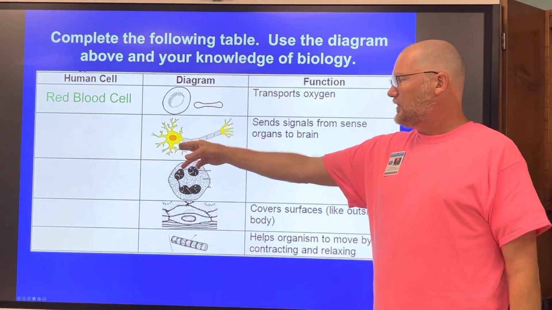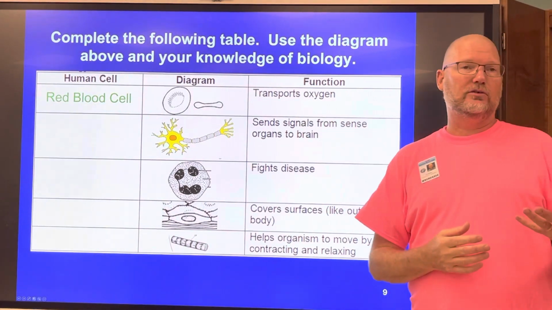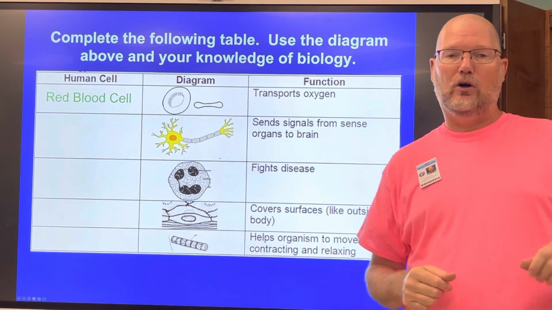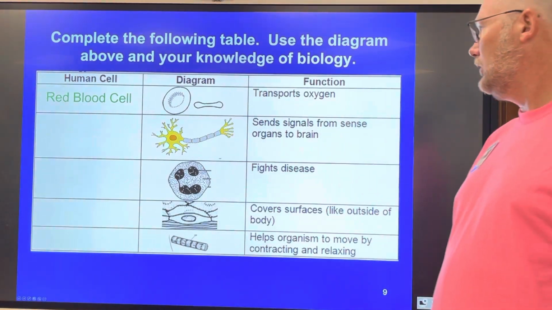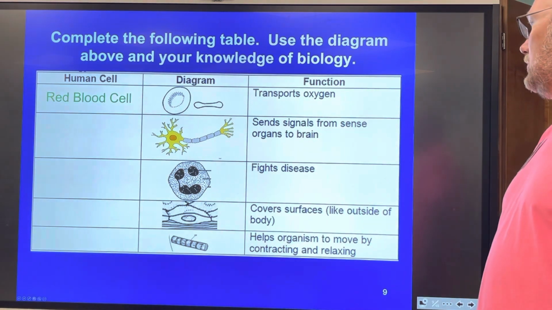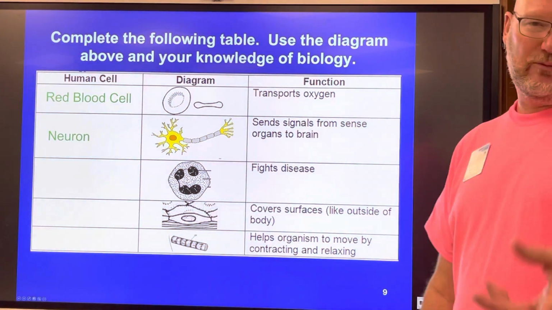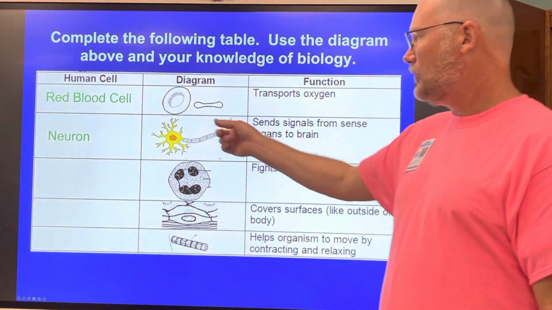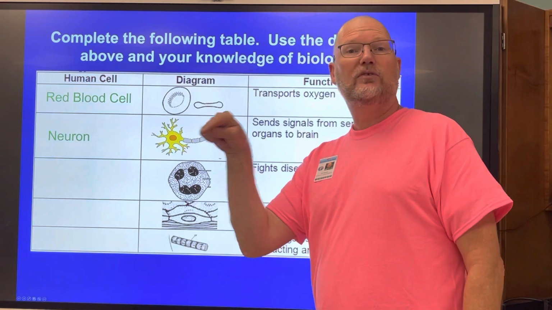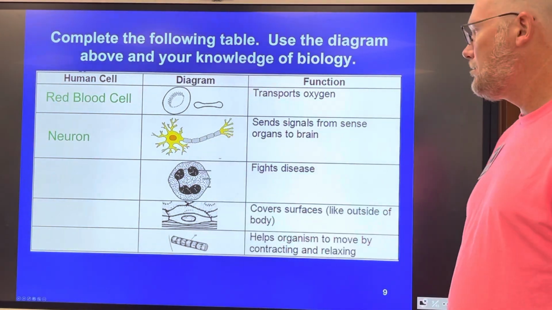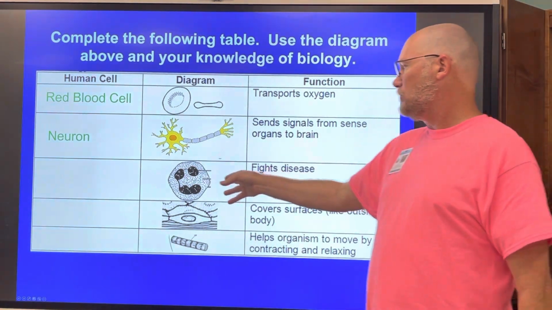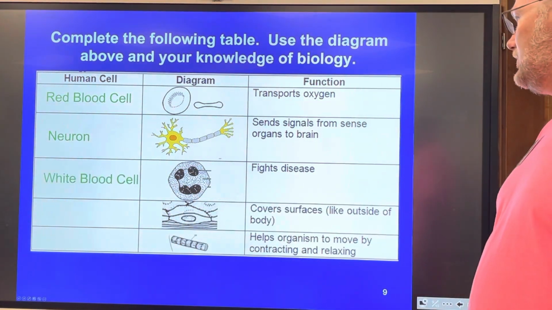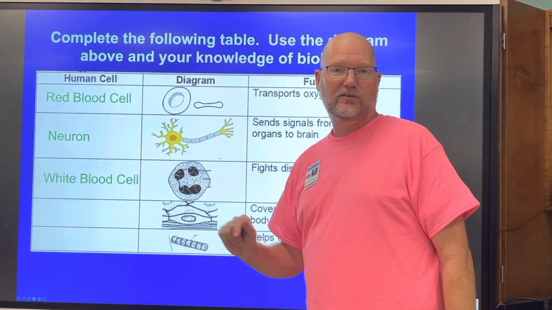Okay, what cell is this that sends signals from your fingertips, for example, to your brain? What cell do we call that? And if you said nerve cell, then you are correct. Or another name for nerve cell is neuron. So that's a nerve cell or a neuron. I'd write down the neuron in parentheses nerve cell. They're the same thing. And I just kind of gave this one away before. Fights disease, that's your white blood cell or your leukocyte. They're also called leukocytes, but white blood cells.